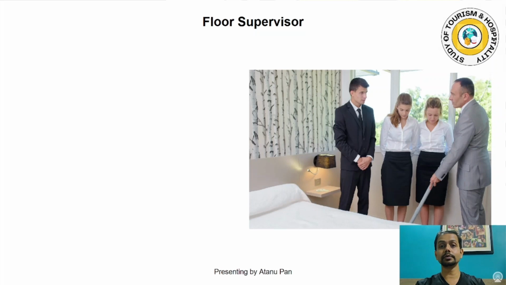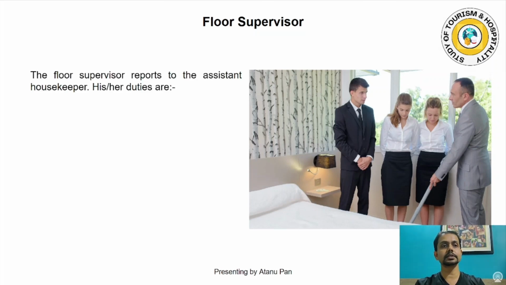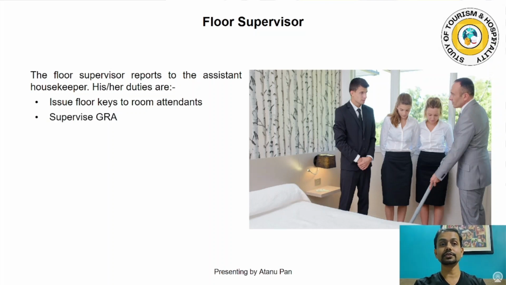Let's go to the floor supervisor. So the floor supervisor reports to the assistant housekeeper. Floor supervisors are those we learned about in our previous video, that they are working on the floors. All right, they are supervising the guest room attendants, those who are cleaning the guest rooms. So what is their responsibility? Issue floor keys to the room attendants. The floor keys are issued by the floor supervisor to their room attendants.